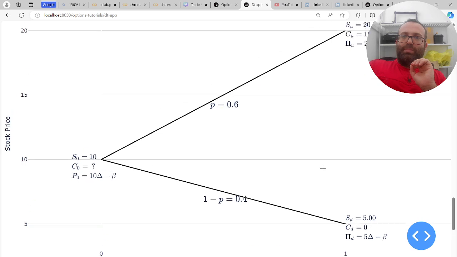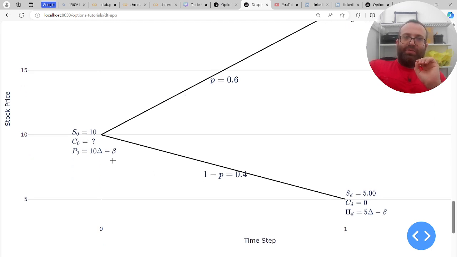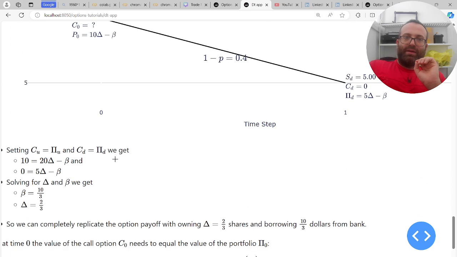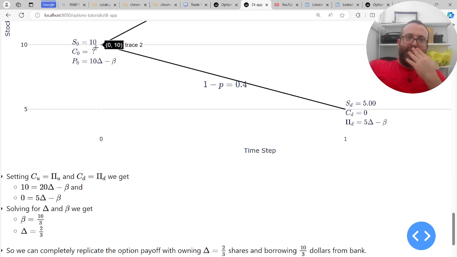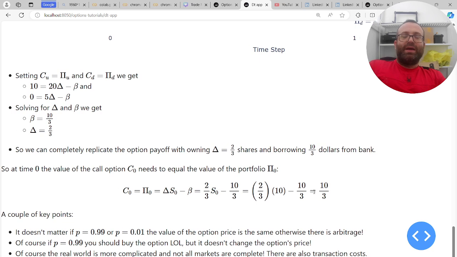If this replicates the payoff, then to have no arbitrage, the value of the option at time 0 needs to be the value of the portfolio that replicated these payoffs. That portfolio is 10 delta minus beta, right? Because the stock price at time 0 is 10. So it's 10 times 2/3, because remember delta is 2/3, minus beta, which is 10/3. So 10/3 should be the value of the option. That is a trippy thing to consider.